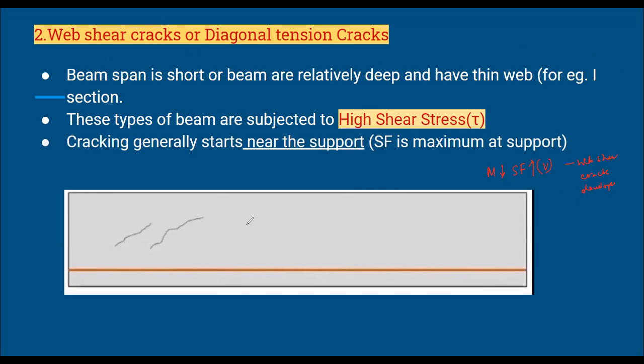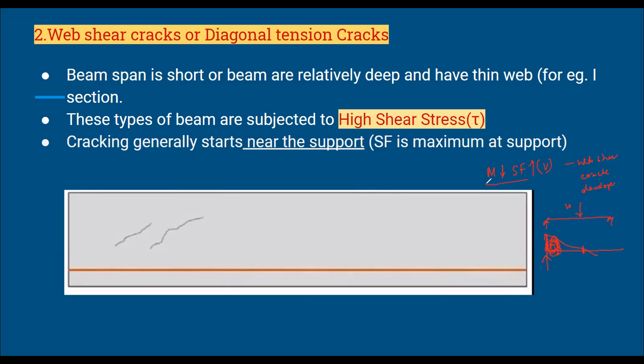अब कहां डेवलप होंगे? नियर द सपोर्ट. क्यों? क्योंकि generally, मान लीजिए I'm just giving an example, if this is the loading, definitely in this portion shear force near the support will be maximum, not in the middle. So just because here the moment is very low, support पे moment काफी कम होता है based on normal loading condition and type of support.